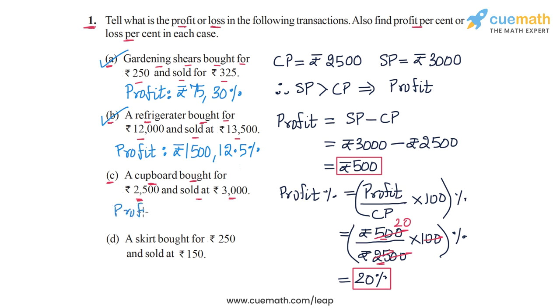Let's write it below part C. In part C also a profit was made. The profit value is rupees 500 and the percentage profit is 20%. So that completes part C.